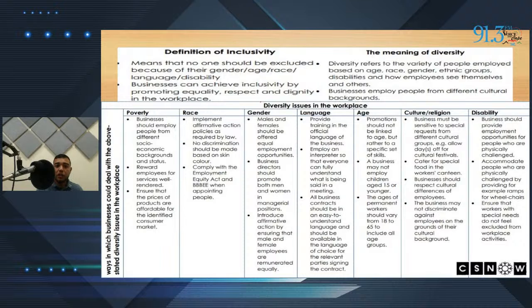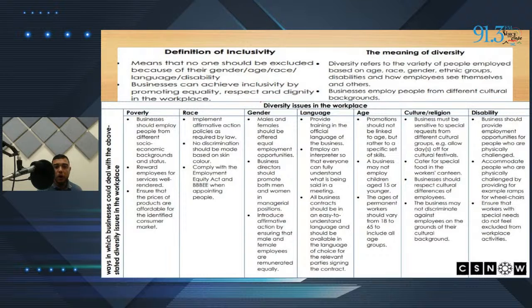So, the definition of inclusivity, we all know inclusivity means that no one should be excluded because of gender, age, race, language or disability. And the meaning of diversity refers to the variety of people employed based on their age, race, gender, or ethnic group. I've now given you diversity issues in the workplace.